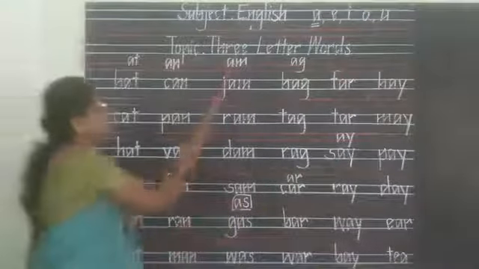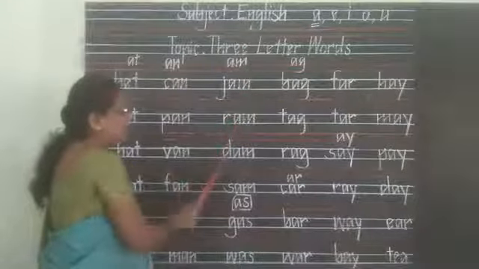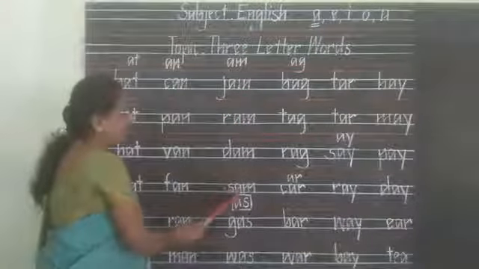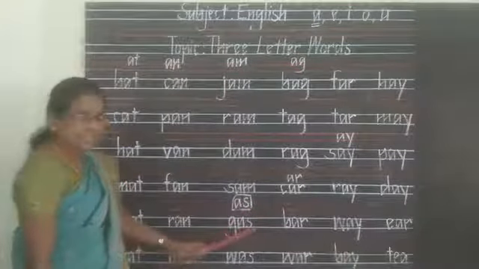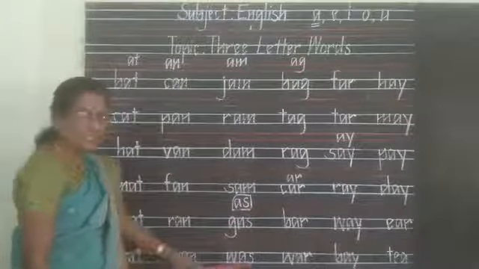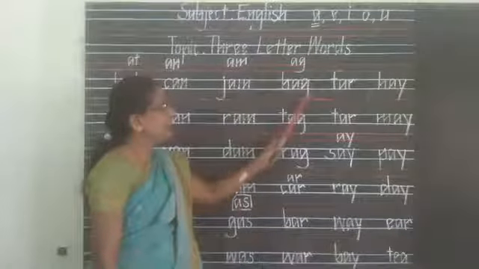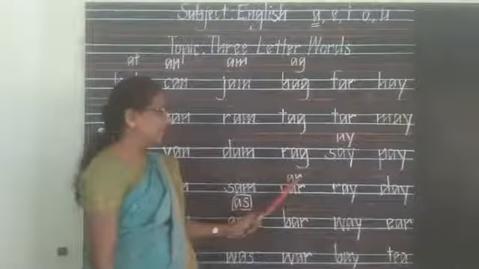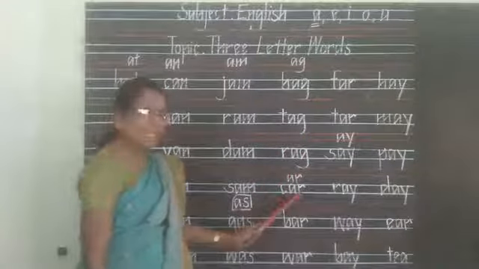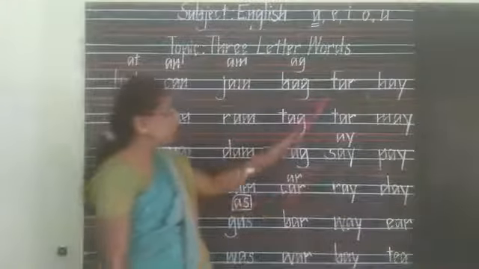Next, A M group of words. J A M, jam. R A M, ram. D A M, dam. S A M, Sam. A S group of words. G A S, gas. W A S, was. Next, A G group of words. B A G, bag. T A G, tag. R A G, rag. Next, A R group of words. C A R, car. B A R, bar. W A R, war.